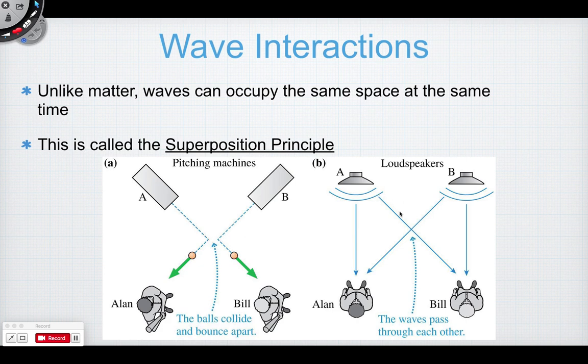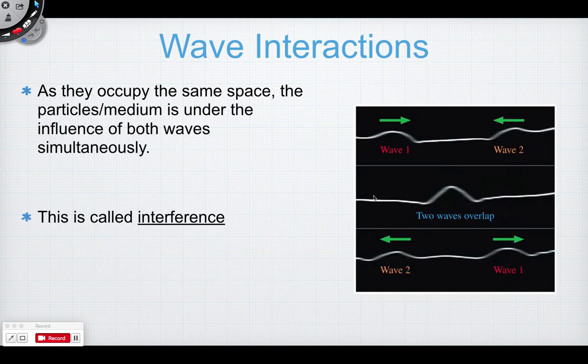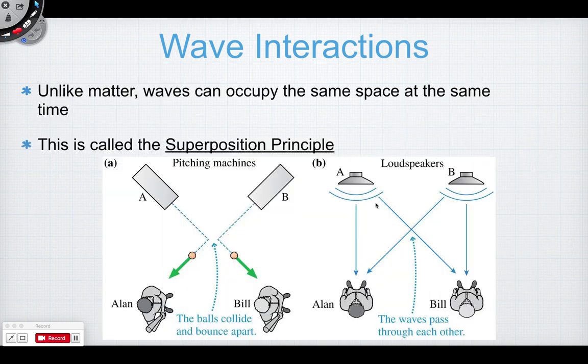But if that same thing happened when it came to sound, you'd have a weird thing where a sound wave leaves the speaker and comes and hits here, and another one left here at the same time, and then they bounce off of each other. Essentially that would happen here, and it would happen here. So, basically, Alan can only hear this speaker, and Bill can only hear this speaker.